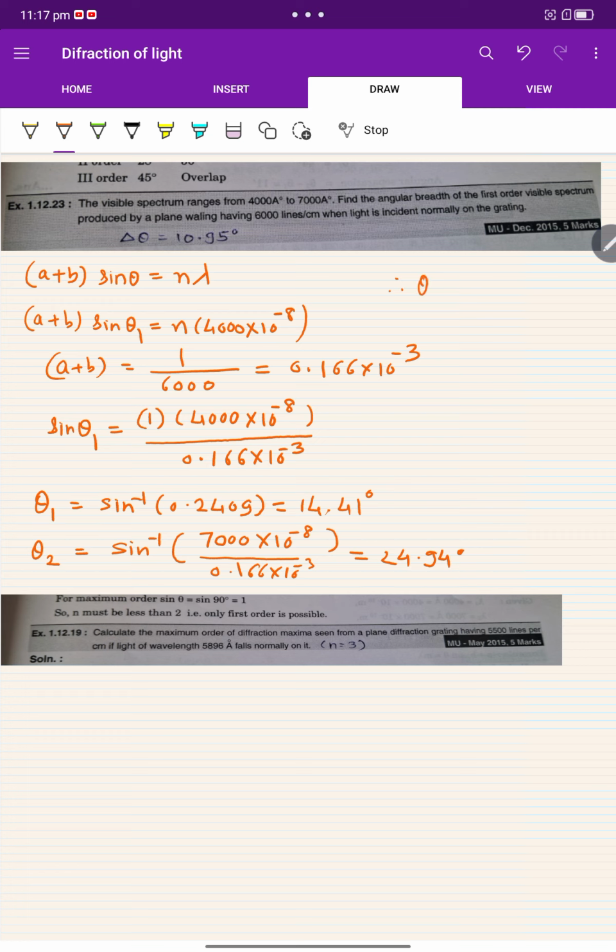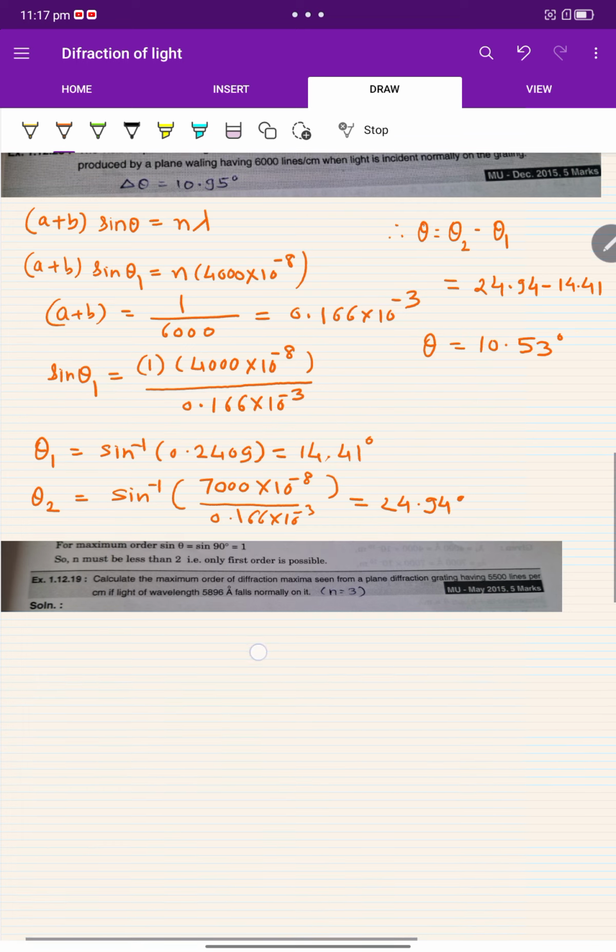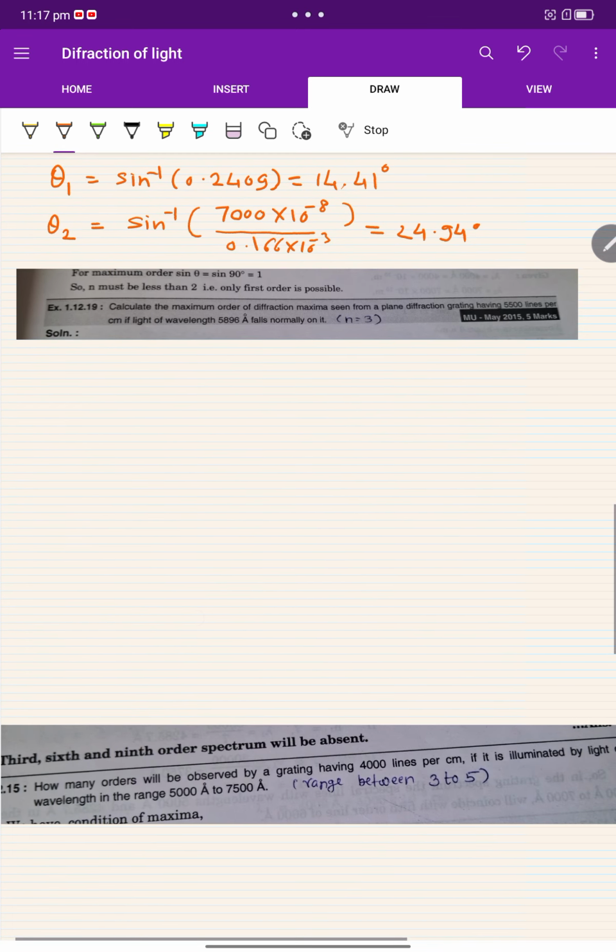angular width theta will be theta 2 minus theta 1, 24.94 minus 14.41. So angular width theta will be 10.53. Let's move towards the next question.